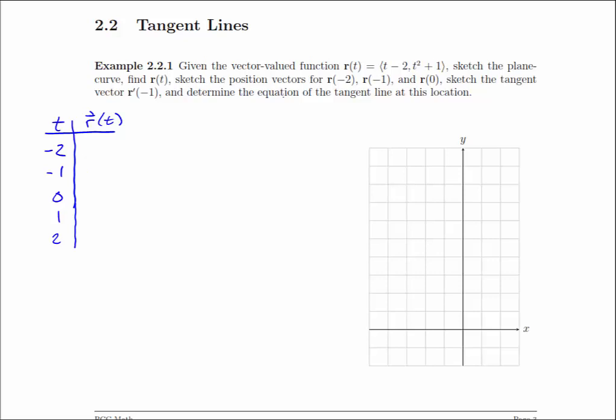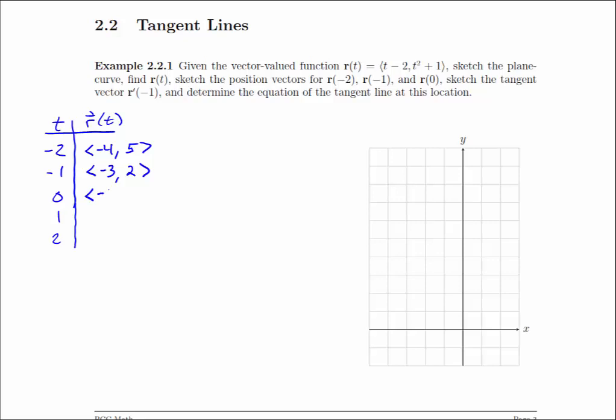So having t values from -2 to 2 should hopefully get us to be kind of around some sort of vertex for our vector valued function here. So here, r of t, if I plug in -2, I get -4 for my x value, and -2 squared plus 1 is going to give me 5. If I plug in -1, I get -1 minus 2 is -3. -1 squared plus 1 is 2.